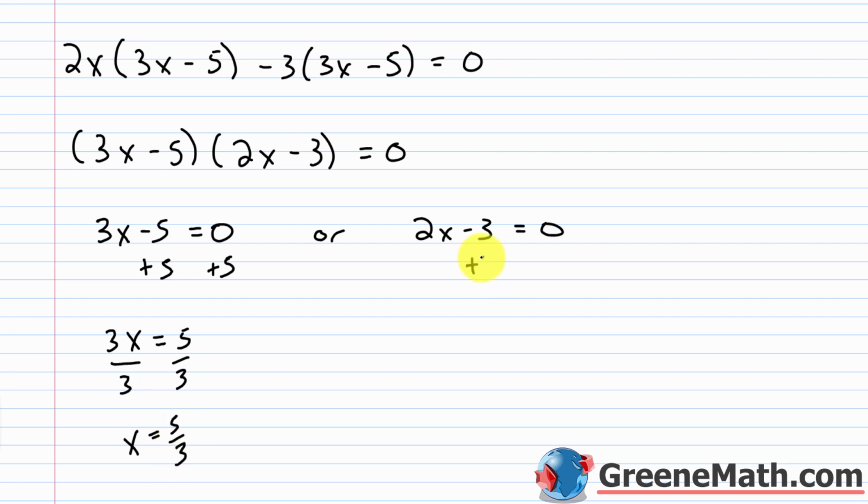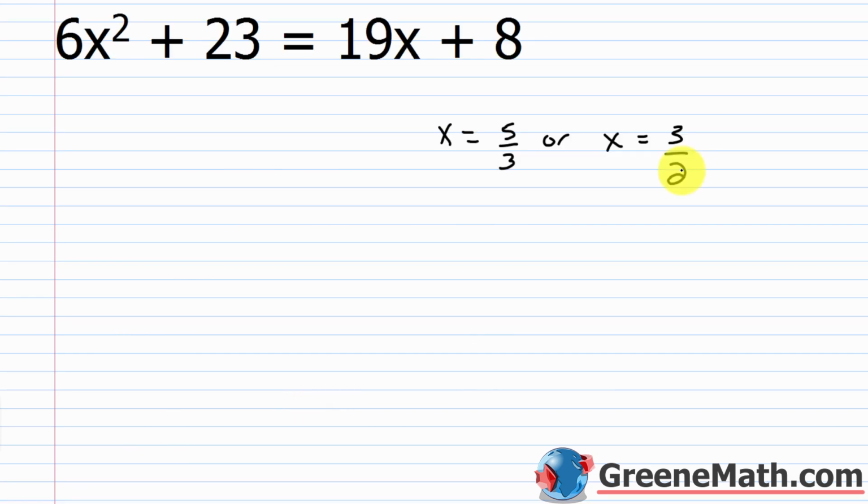For this one, I would add 3 to both sides of the equation. I would get 2x is equal to 3. Divide both sides by 2. You get x is equal to 3/2. So what I have is x equals 5/3 or x equals 3/2. So let's check each one and see if they work.